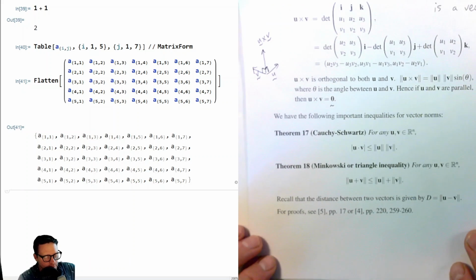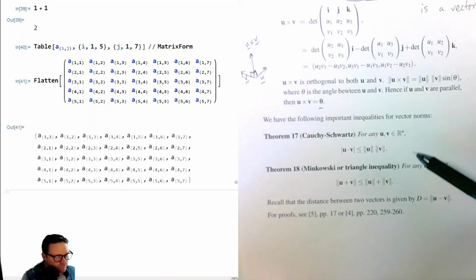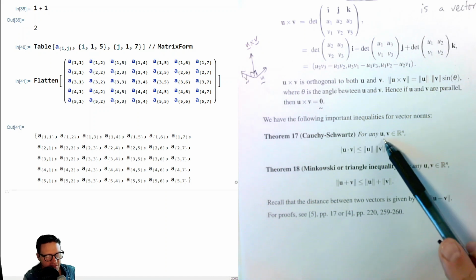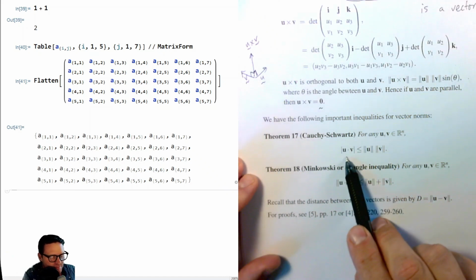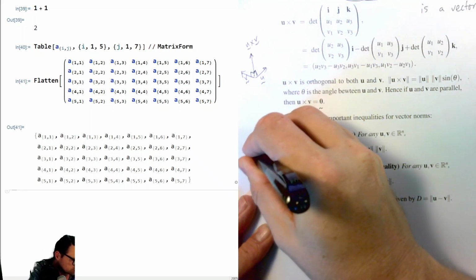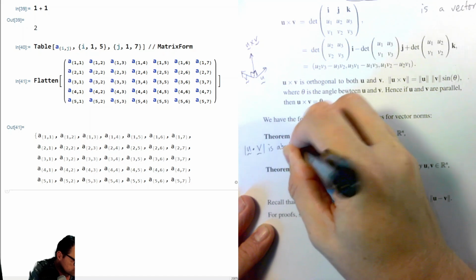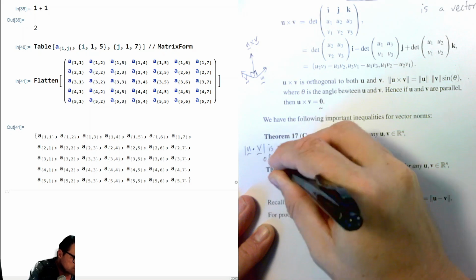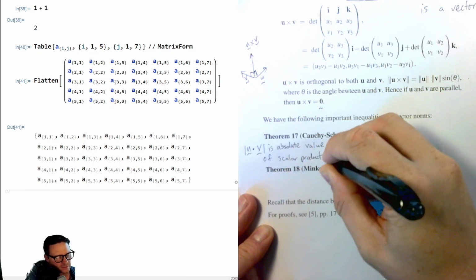Okay, we have the following important inequalities for vector norms. And these are very useful when you're proving things about norms. Theorem 17, the Cauchy-Schwarz inequality: for any vectors u and v in n-space, so they could have n components, where n is, say, any natural number you can think of, the absolute value of u dot v is less than or equal to the product of the norms of u and v. Okay, so let's note here, this is the absolute value of the scalar product or dot product u dot v.